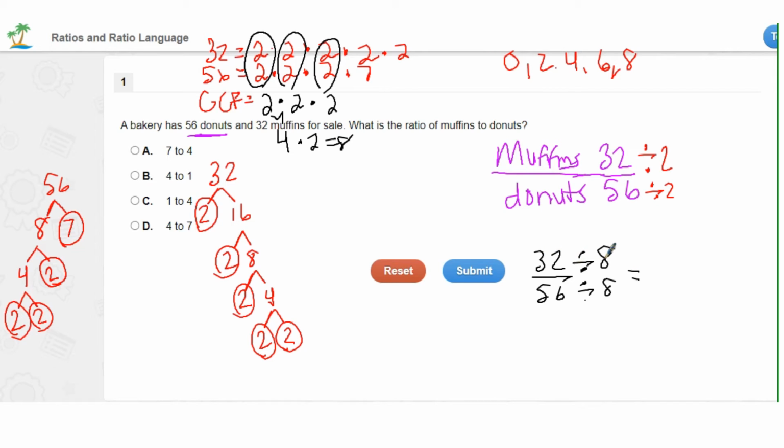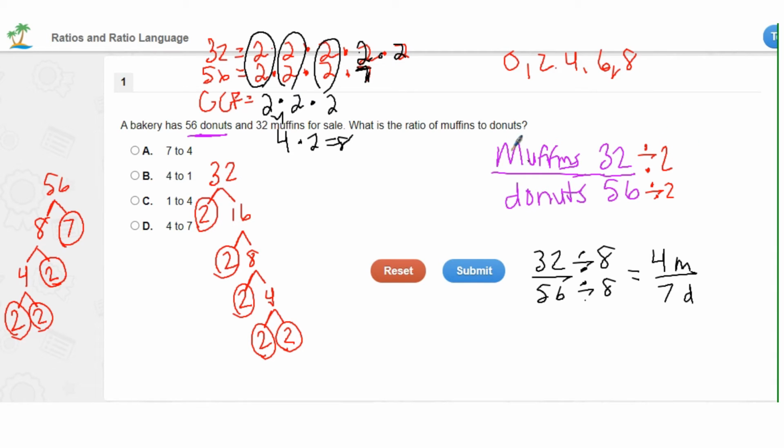32 divided by 8 is 4. And then 56 divided by 8 is 7. So I have 7 as a factor left. So that's what I'm looking for, 4 to 7, which is answer choice D. Remember, I had 2 times 2 left, which is 4 after I factored out the 8.